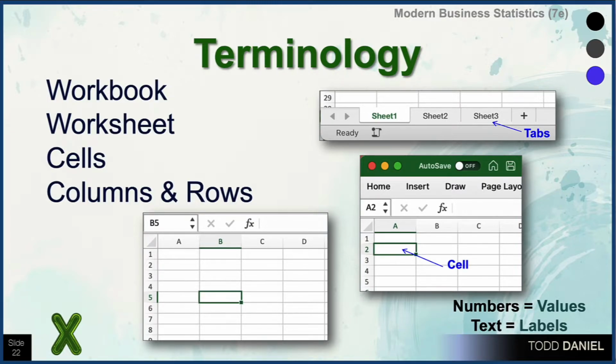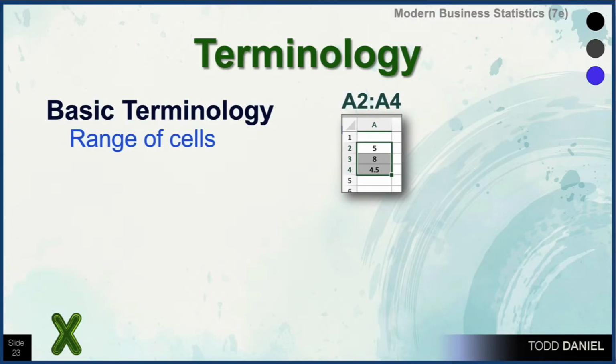We can enter two types of data into a cell. The data could be numeric, which we will call values, or the data could be text-based, words, which we will call labels. When we use Excel for statistics, we're going to want to reference specific cells. Now, a single cell can be referenced by its column letter and its row number, but we may also want to indicate multiple cells. To indicate a column of data, we would start with the beginning cell, A2, and end with the ending cell, A4, separated by a colon.